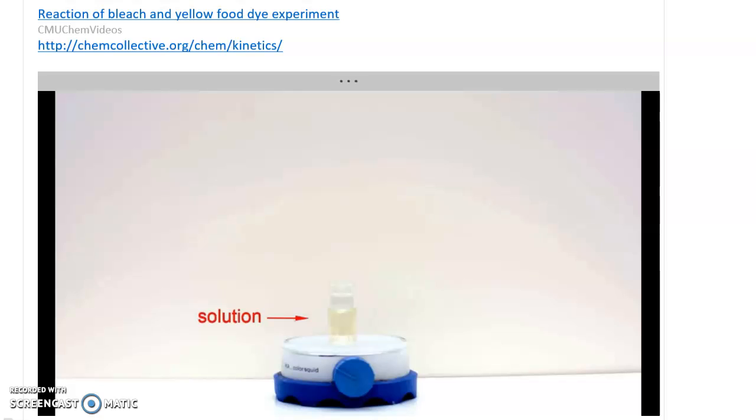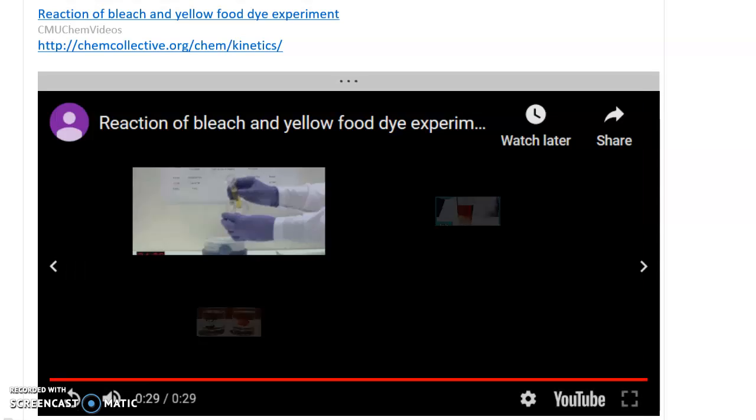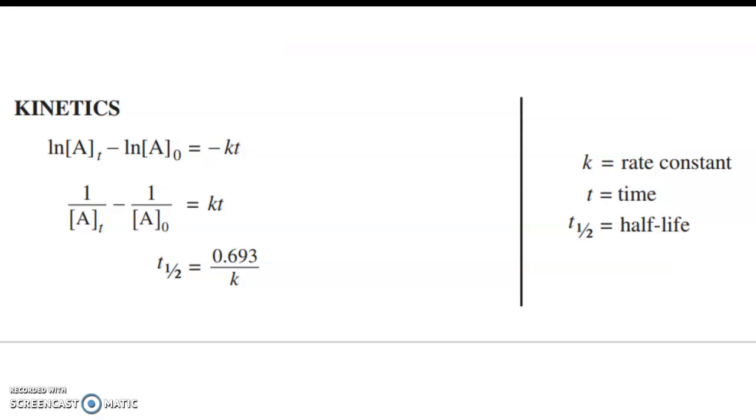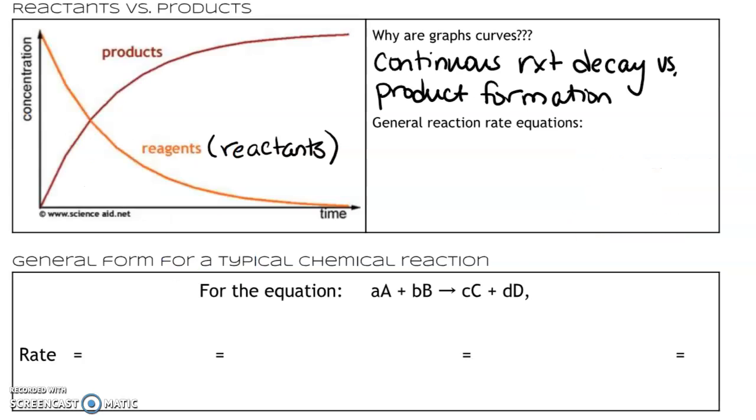So applying some knowledge of kinetics and how things decay or get formed would allow us to figure out what's going on in that reaction vessel. These are the formulas you have available to you regarding kinetics on your AP chemistry reference sheet. So here's a typical curve showing the decay of reactants and the formation of products.